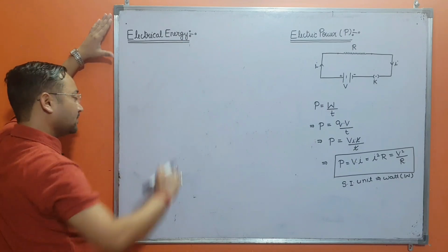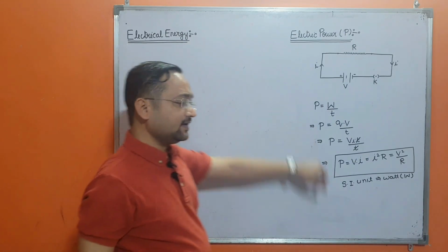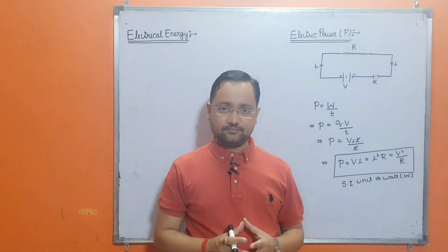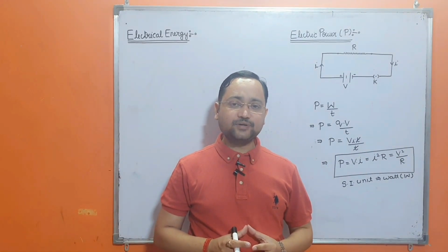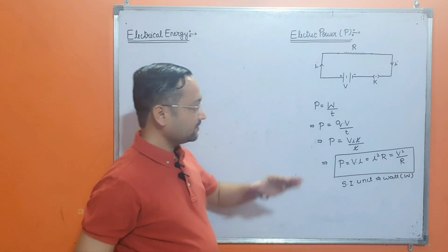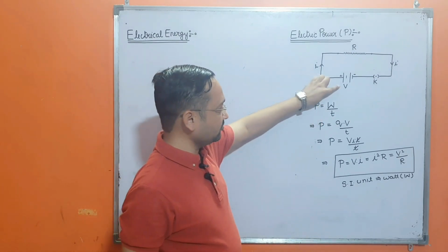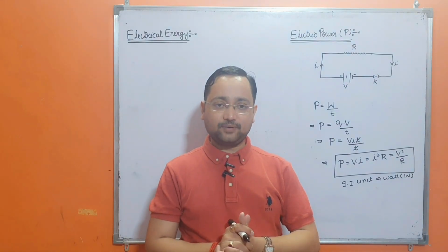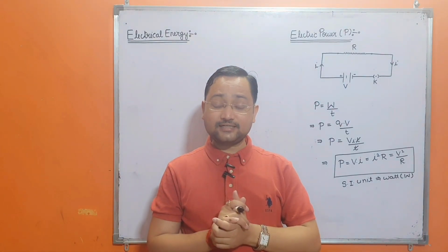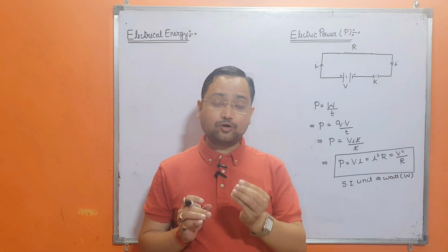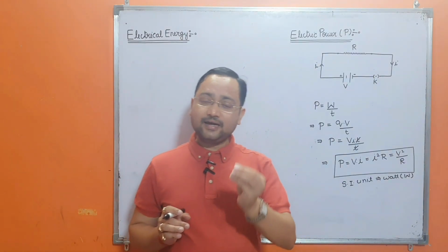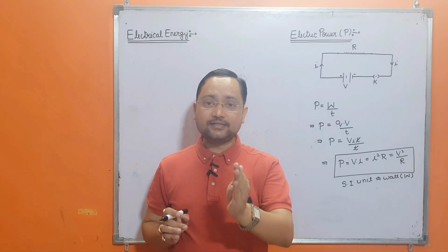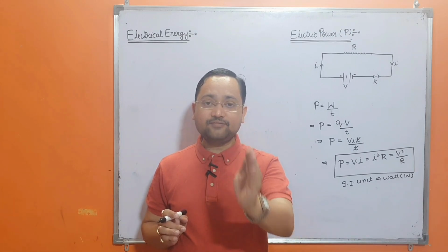Now here I have said that the amount of work done per unit time by the source of EMF in maintaining the current in the circuit is called the electric power. And what is electric energy? The amount of work done by a DC source in maintaining the current in the circuit for a given time.